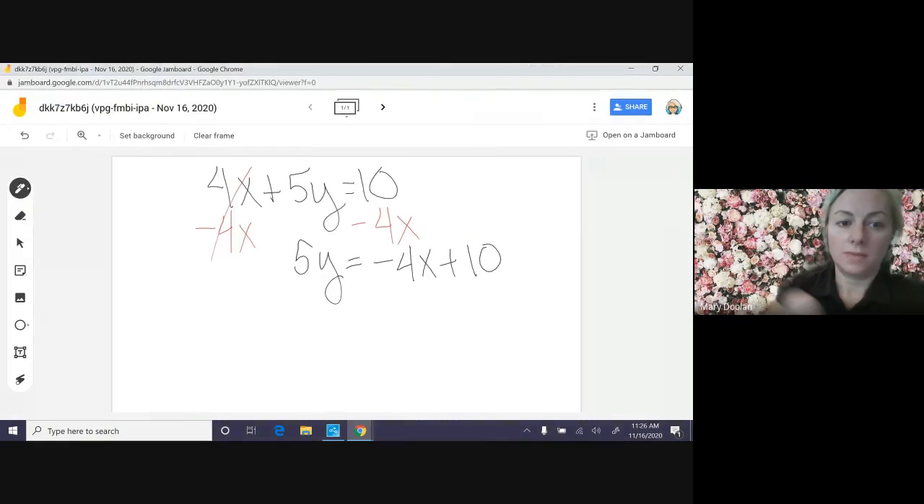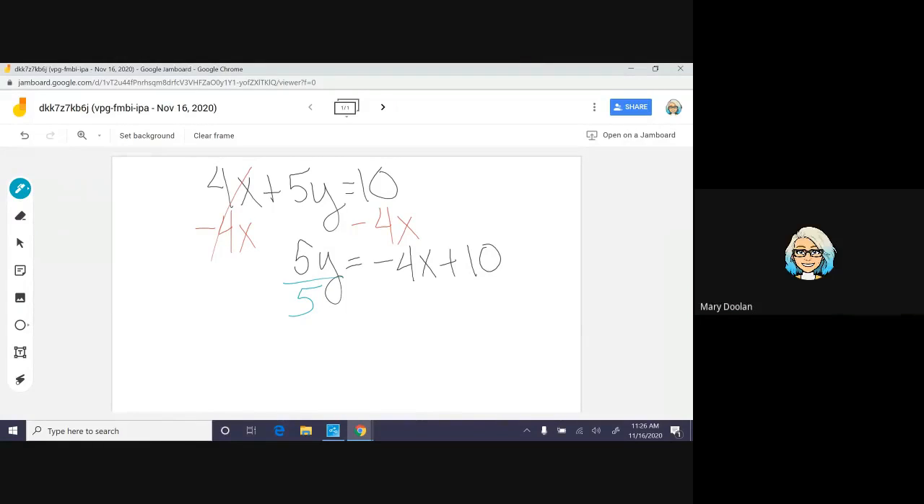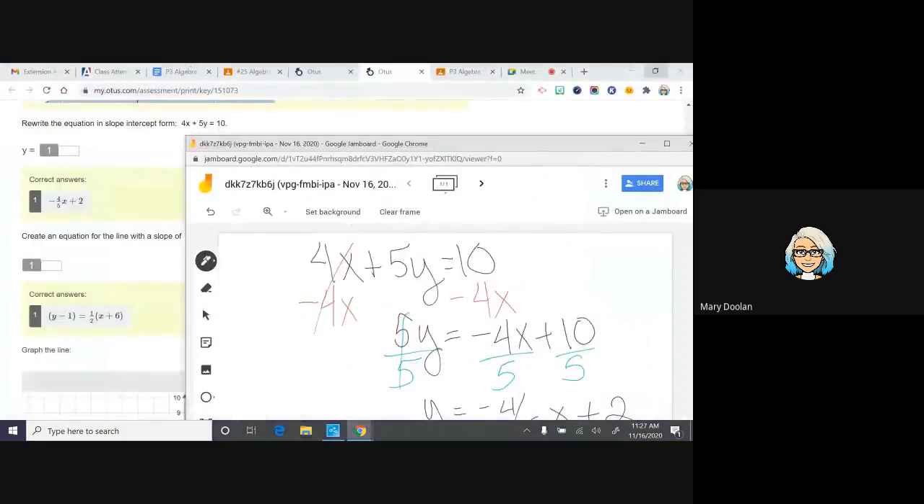And then the second step would be to divide by whatever's in front of the y. And then make sure you do the same thing over here. Okay, so those cancel, and I'm left with y equals -4/5 x plus 2. And you can see y equals -4/5 x plus 2. So we did that one correctly.